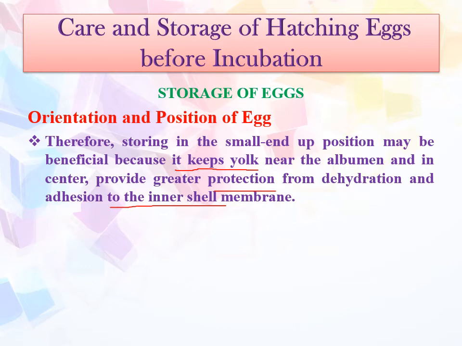So normally you just have to remember that whenever the eggs from the breeder farm come to the hatchery, for the first 12 to 24 hours they are stored in the egg storage room. Whatever the temperature should be there in the egg storage room, the relative humidity must be 60 to 70%. Orientation: normally, universally, the eggs are stored with the broader end on the upward side and the narrower end on the lower side, and there is no need for any turning.